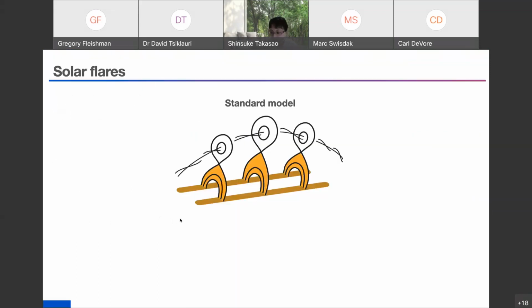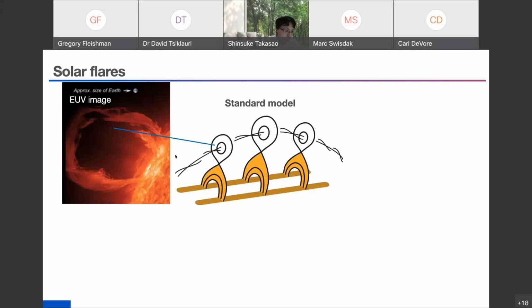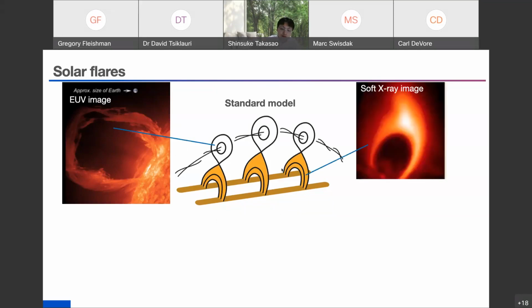Okay, let me begin with a brief introduction of solar flares. We have a standard model for solar flares, and this is a schematic diagram of the magnetic field structure. We have a flux rope around here, and it is often seen as an erupting flux rope in EUV images. And the flare loops are clearly discerned in the soft X-ray images.